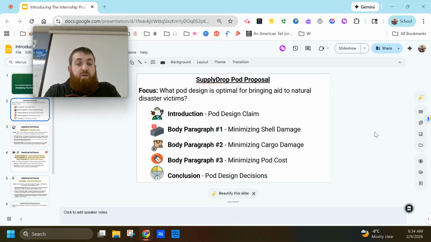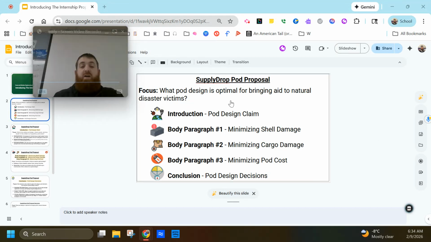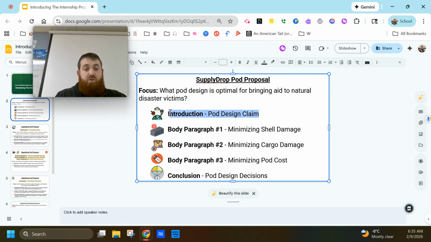So, first and foremost, let's talk about the 5 parts of our proposal. Our proposal is going to focus on what pod design is optimal for bringing aid to natural disaster victims. In order to answer this big focus question, the 5 parts that we'll have will start with the introduction. The introduction will be your pod design claim, or in other words, the pod design itself and the different results that we can expect to get if we use this pod within the International Disaster Aid Committee.